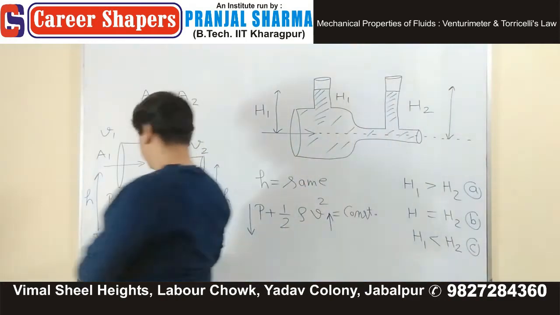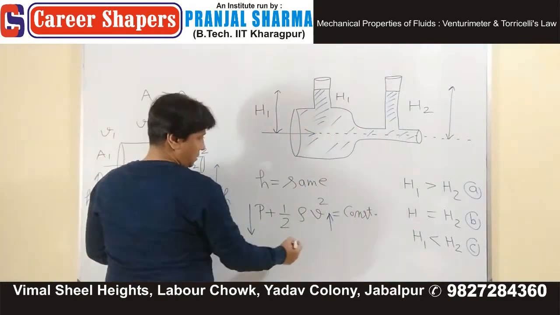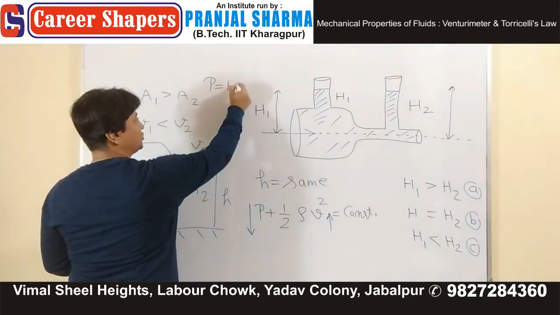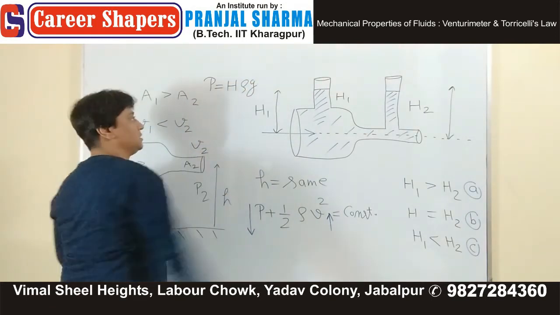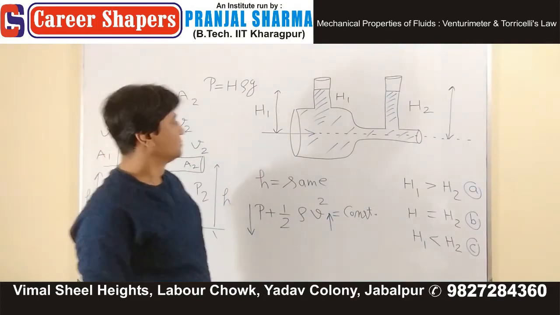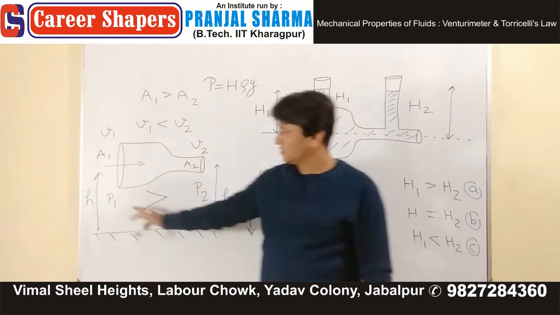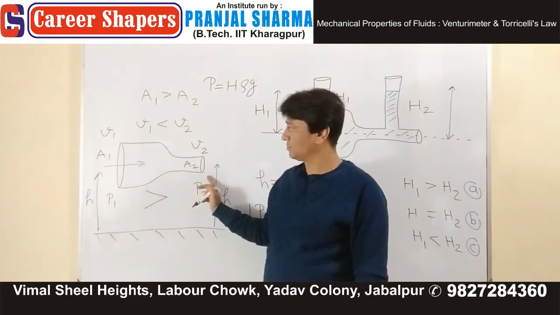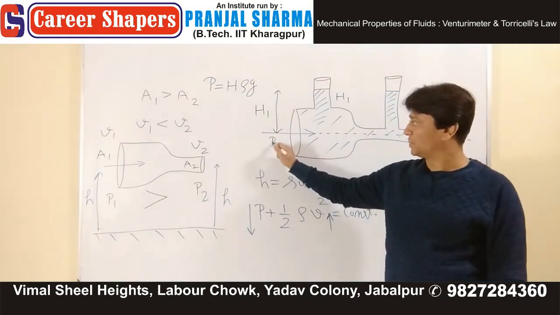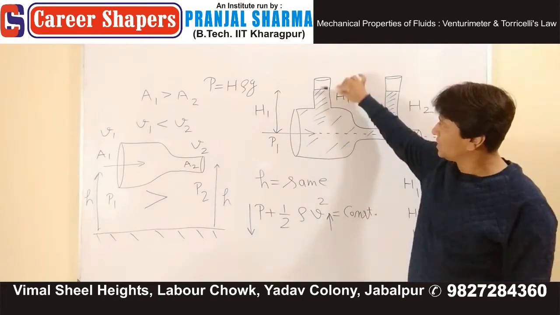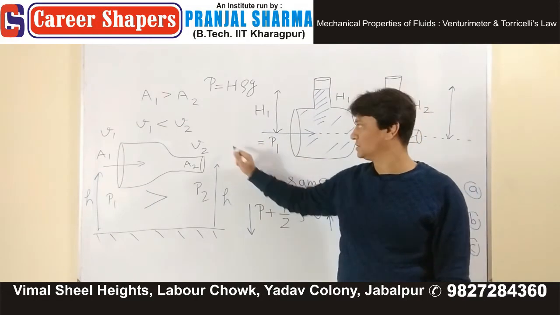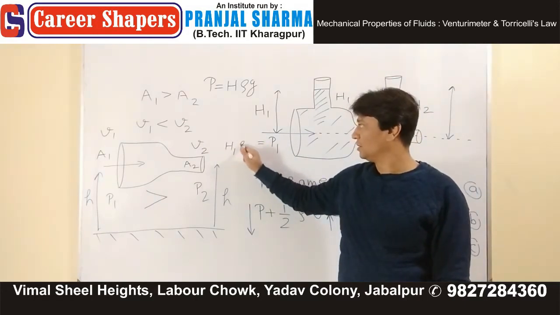Let me give you the hint. What is pressure? Pressure is H rho G. Everybody knows this. So if pressure is H rho G, this is P1, this is P2. What is pressure at this place? P1. Look at this height, H1, and therefore P1 is H1 rho G.